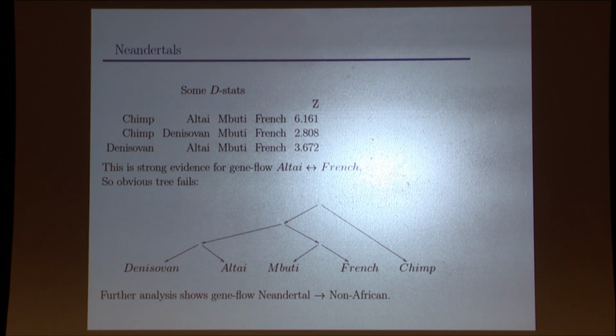Denisovan is found, actually confusingly, in the same cave at a different layer. Probably a 10-year-old or so girl, quite remarkable.